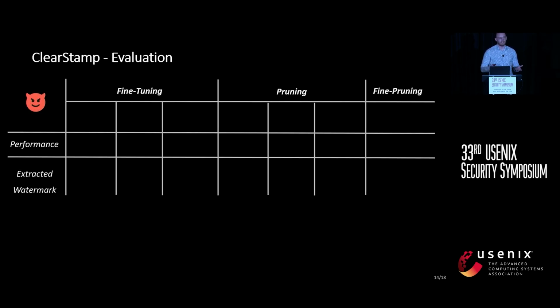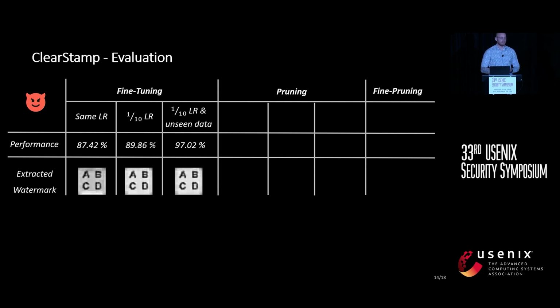Now the adversary can manipulate our watermark model. The first thing that we tried is fine-tuning. We fine-tuned with different learning rates, same learning rate, 10% of the learning rate, and also on unseen data. And the results are always the same. The adversary has good performance in fine-tuning, so he achieved his goal, but he could not extract the watermark with fine-tuning.